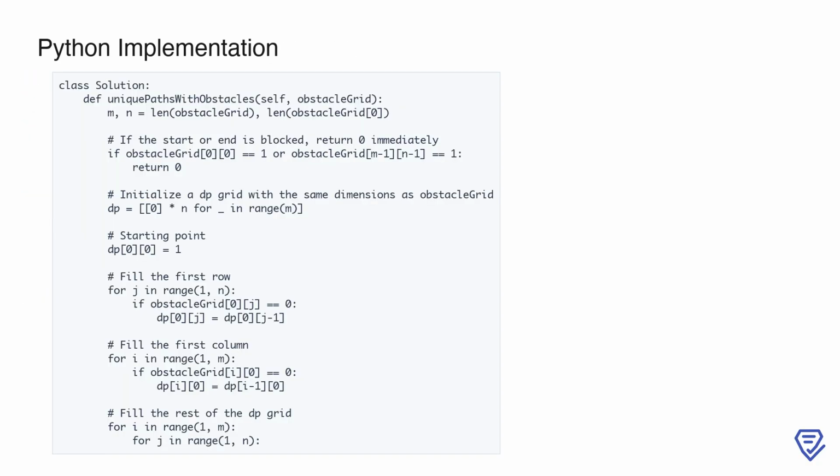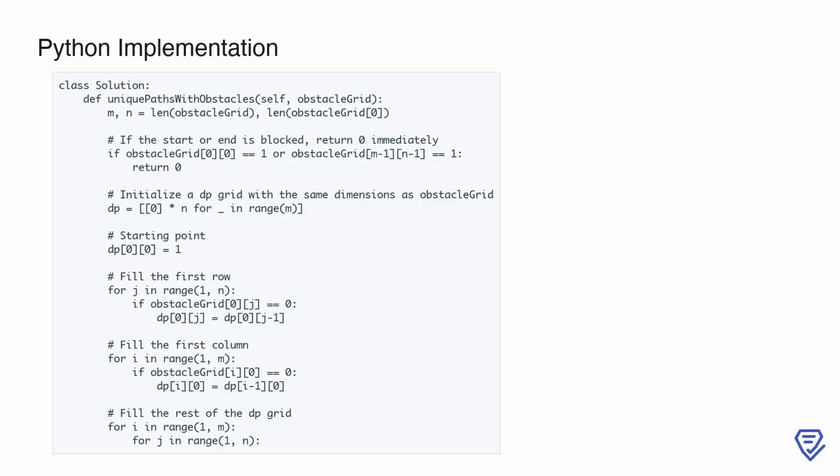Here, we begin by defining a class called Solution and implementing the method uniquePathsWithObstacles. The first step inside the function is to determine the dimensions of the obstacle grid, which we store in the variables m and n. These represent the number of rows and columns, respectively. Next, we handle an edge case. If the starting position at the top left corner or the destination at the bottom right corner is blocked by an obstacle, we immediately return 0, as no path is possible in such a scenario.